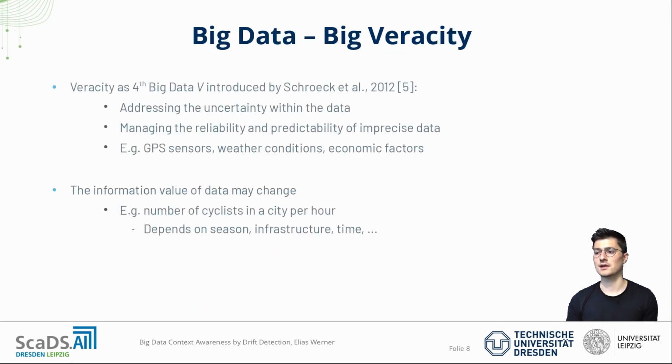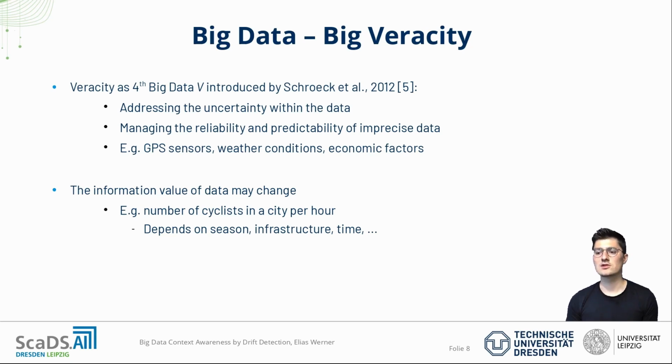Okay, big data, big veracity. The term veracity was introduced as the 4th big data V by Schreck et al. in 2012. It is addressing the uncertainty within the data and managing the reliability and the predictability of imprecise data. One example for that are GPS values. That recording might be influenced by external factors like skyscrapers that reflect the GPS signal. This might be considered when evaluating the sensor data values. Another example are weather conditions or economic developments that are very complex scenarios with many influencing factors.